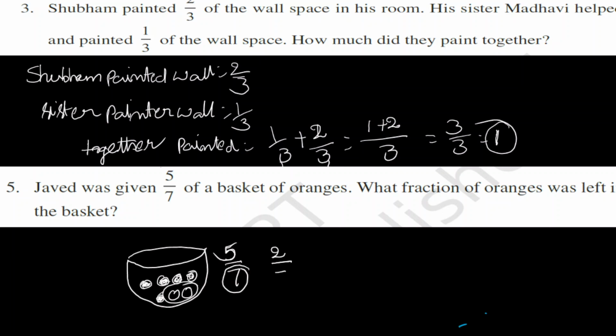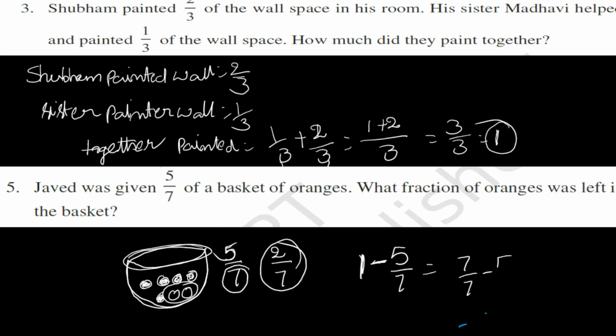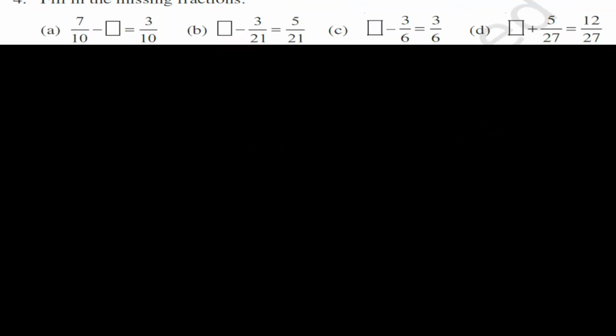So 2/7 of the oranges were left in the basket, and you can also solve this as, suppose this basket you take as a whole, one whole basket. From one whole basket you have given 5/7 of oranges. So this can be written as 7 by 7 minus 5 by 7. These are like fractions, so we can directly subtract the numerators and retain the denominator. And here it is nothing but 2/7 of oranges left in the basket.